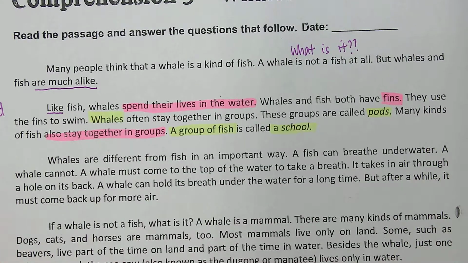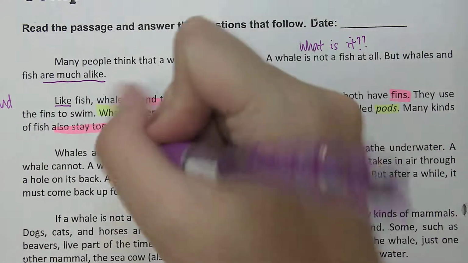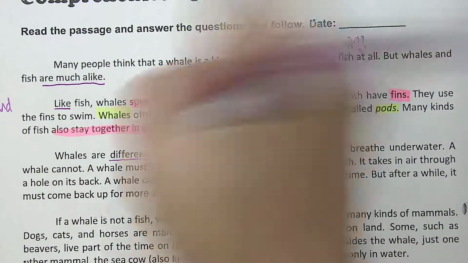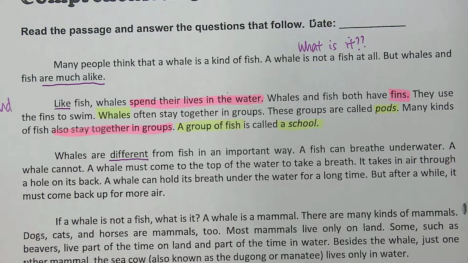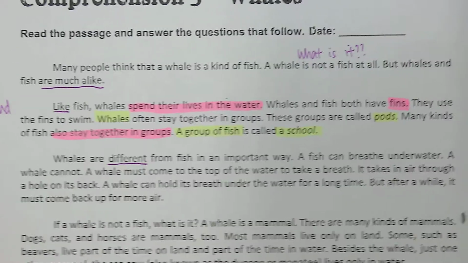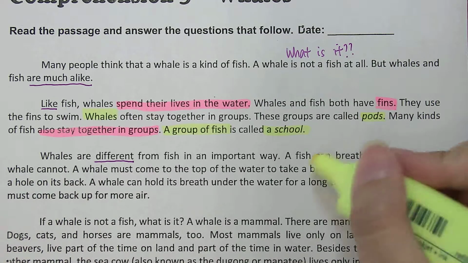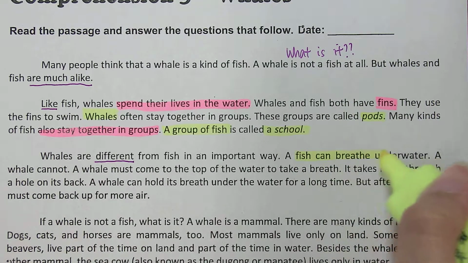Moving on to the third paragraph. Whales are different from fish in an important way. Now, a signal word over here, different. So now I know they're going to talk about the differences between whales and fish. I'm going to take my yellow highlighter and stand by. A fish can breathe underwater, a whale cannot. So this is one difference.